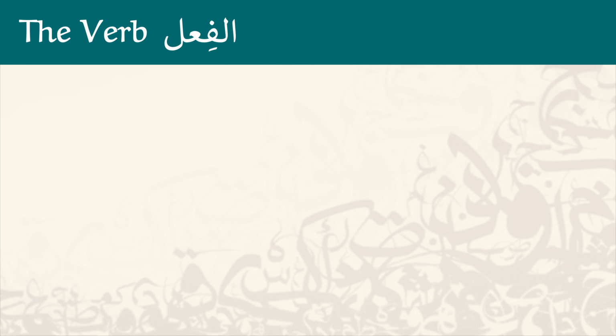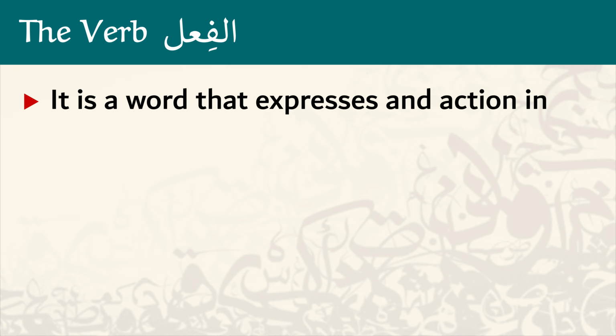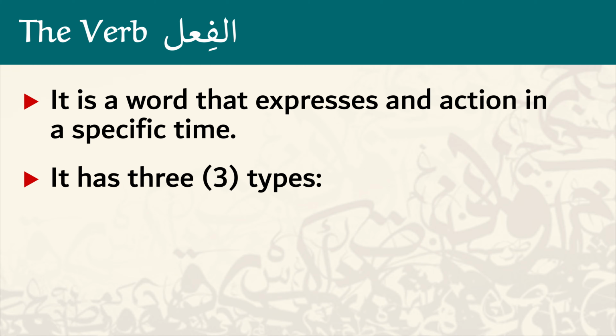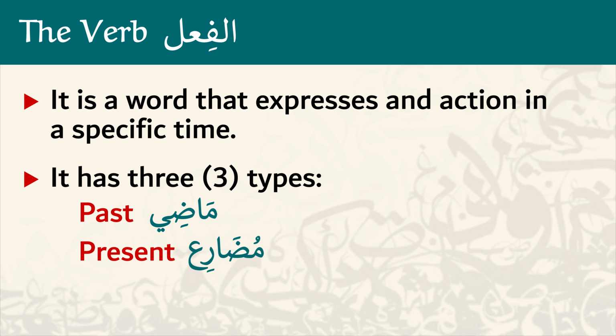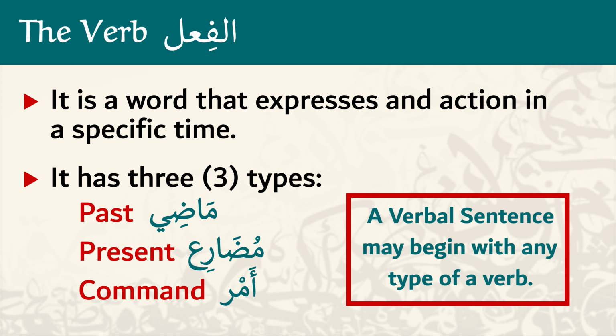First, the verb. It's a word that expresses an action in a specific time. And it has three types as we explained in the first lesson of this course: past, ماضي, present, مضارع, and command, أمر. A verbal sentence may begin with any one of these three types.